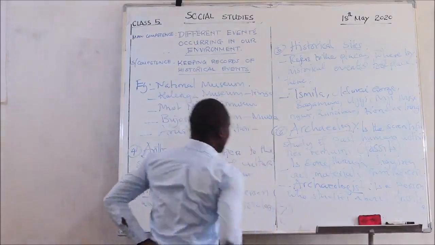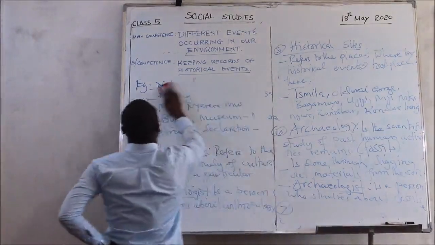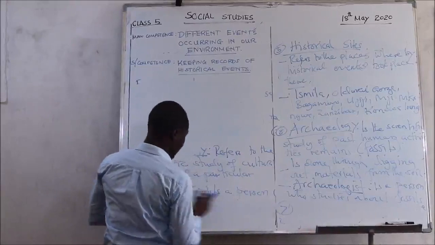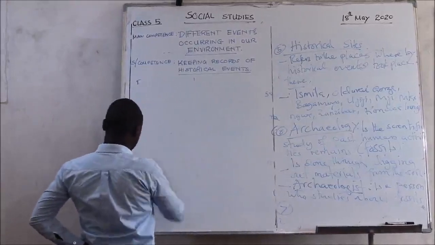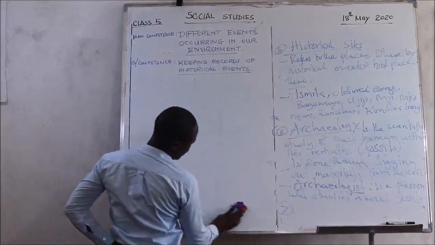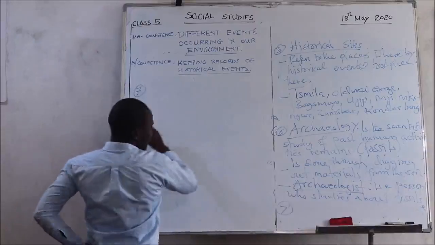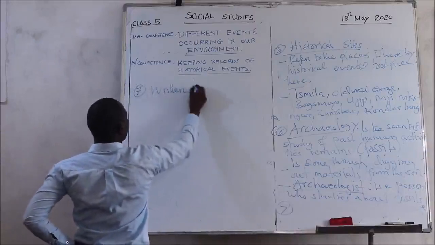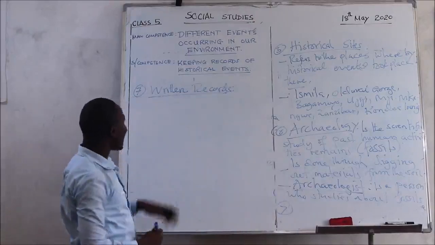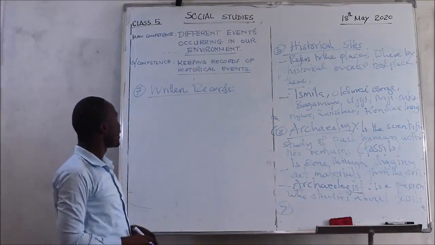Another method for record keeping is known as written records. Now, written records are written documents so as to give information to the societies.